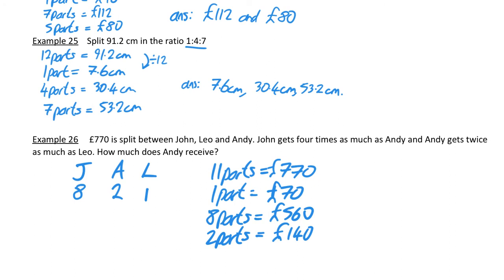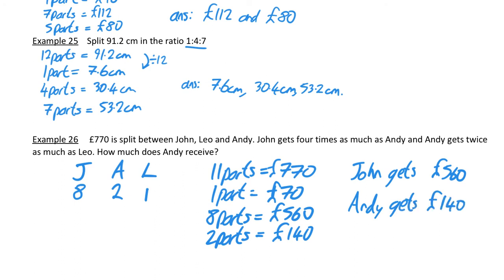So your answer, and we'll just say, who were these people again? We had John. So John got the most. John gets £560. Andy gets £140, and Leo gets £70.